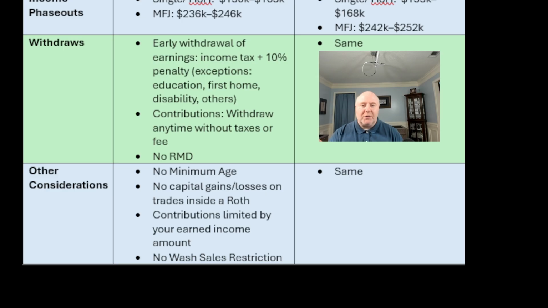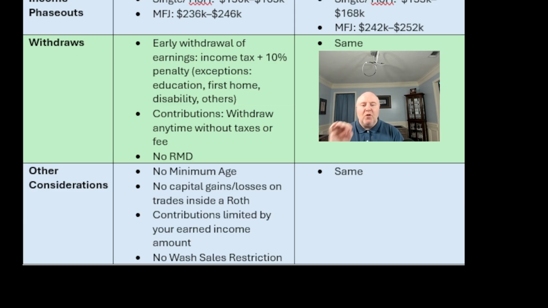Although there were exceptions that I told you before. Some of the exceptions are going to be education, first home, disability, and there's some others out there as well. That's the same between 2025 and 2026. Those rules don't change. So that 59 and a half has been that way for a while. The other thing that is worth noting on here, you can take out your contributions, but not the growth portion, and avoid that 10% in the taxes.